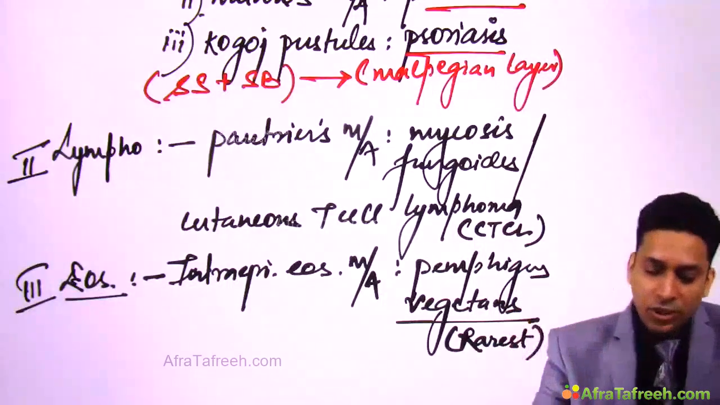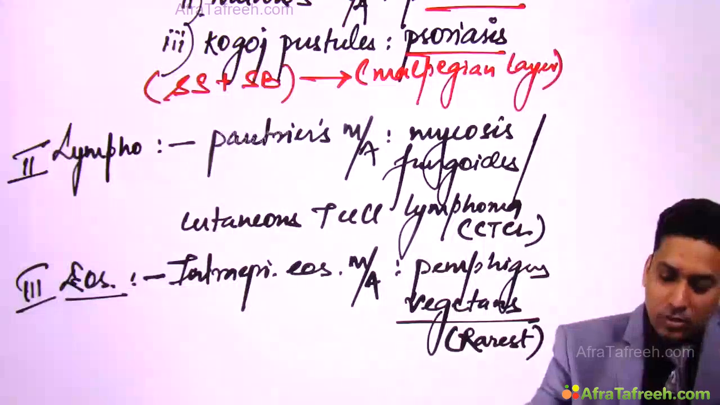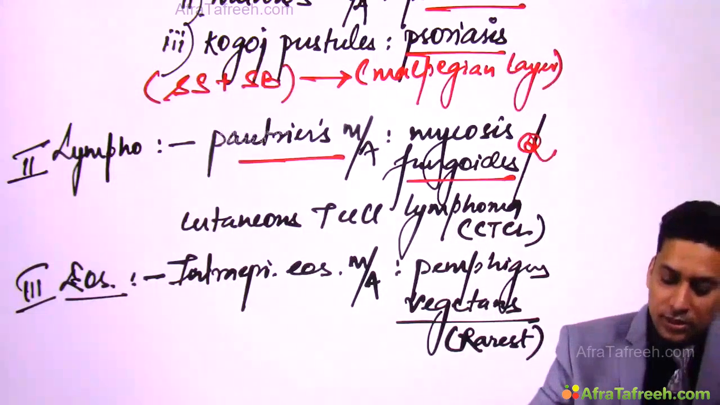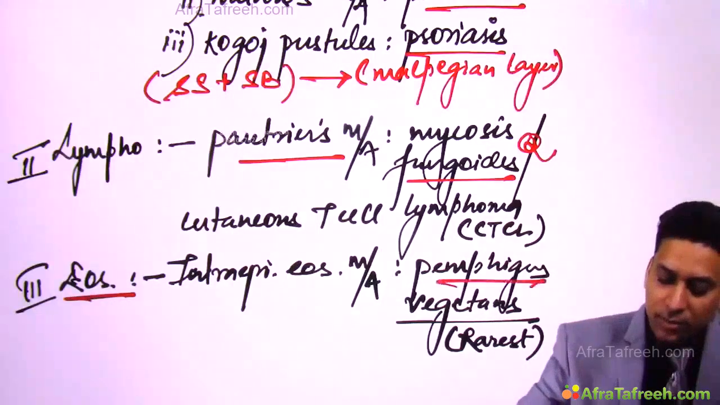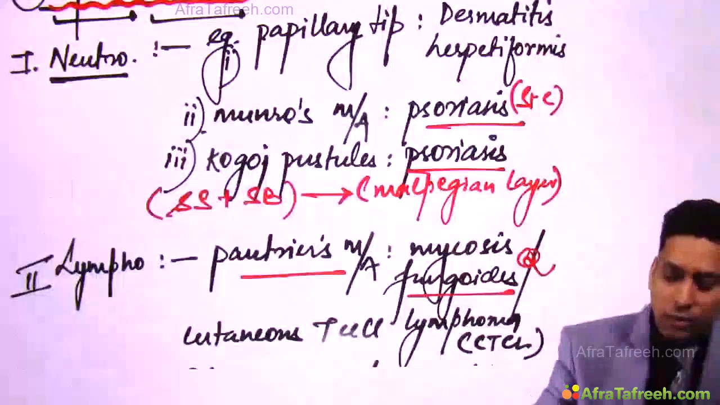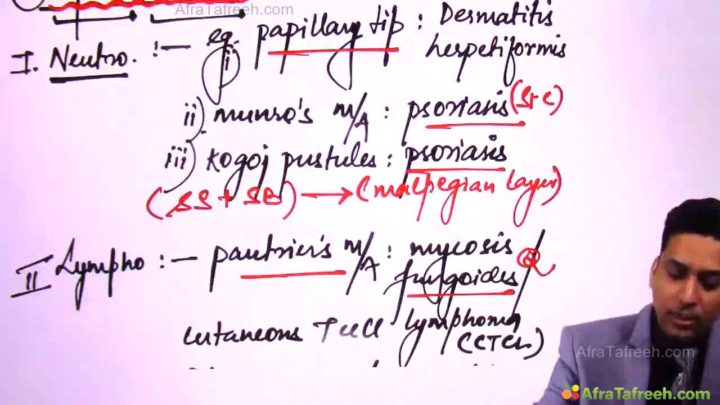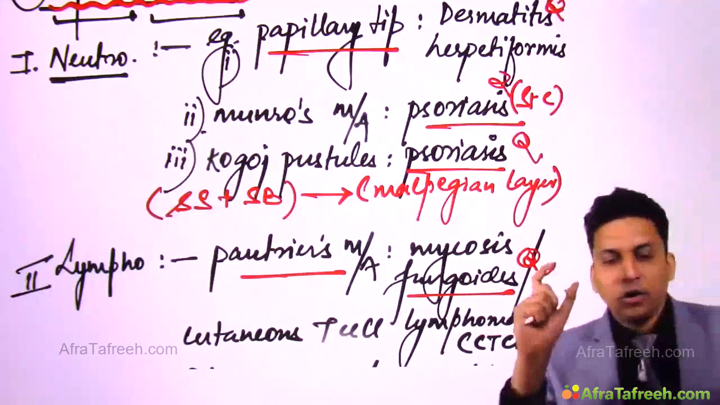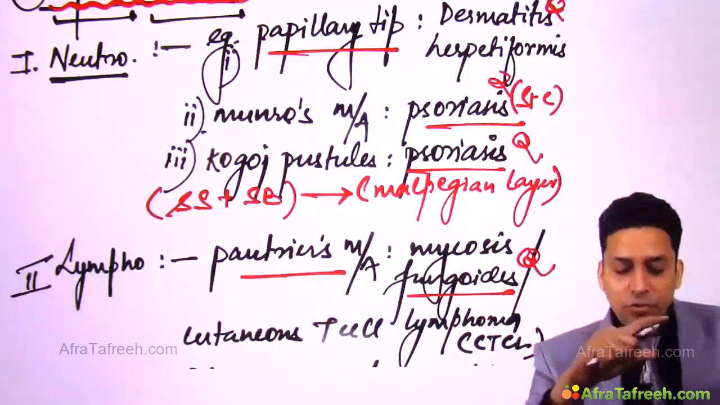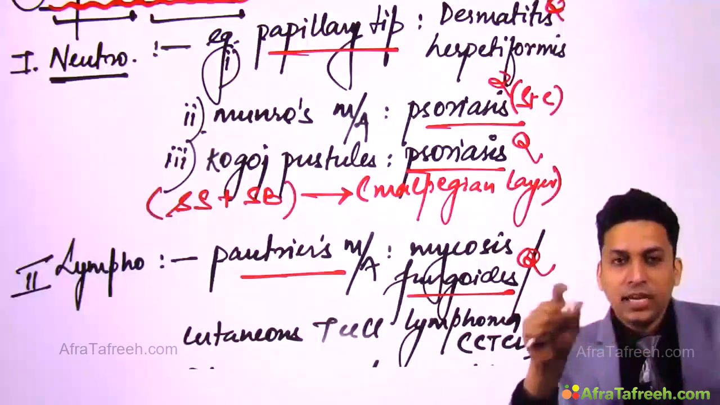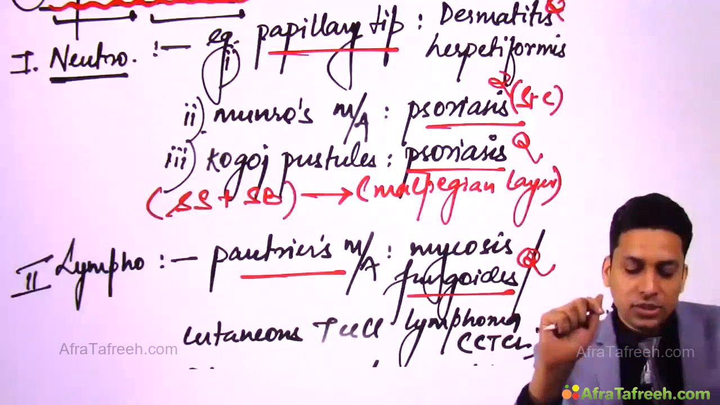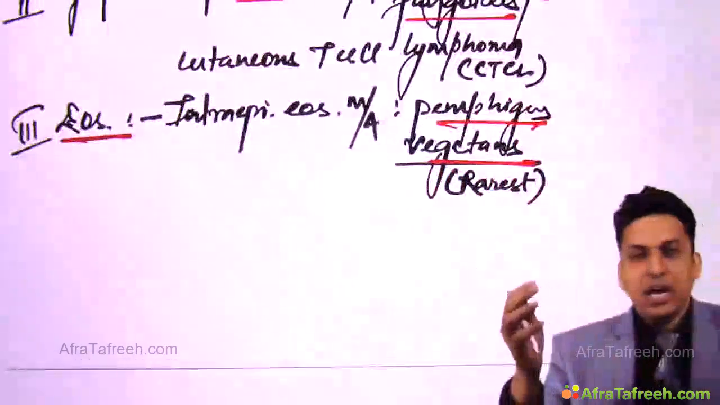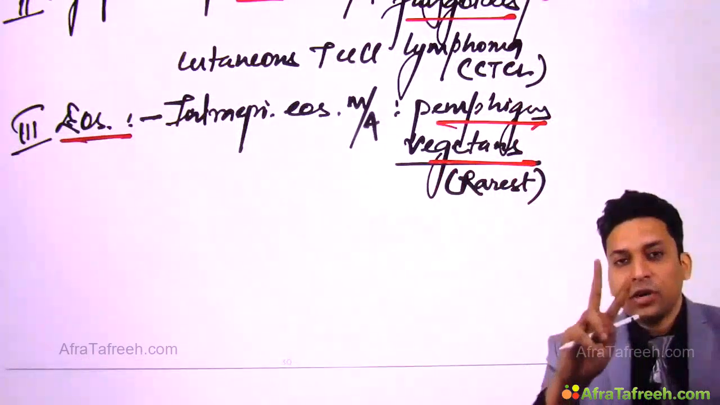So many times questions have been asked, like on Pautrier's microabscess is seen in, the answer is mycosis fungoides. Similarly, eosinophilic microabscess is seen in pemphigus vegetans. Munro's and Kogoj's are seen in psoriasis, and papillary tip is seen in dermatitis herpetiformis. All these are important. You need to remember all of them. Remember, first three are collections of neutrophils, Pautrier's is lymphocytic, and in pemphigus vegetans, eosinophilic collections are seen.